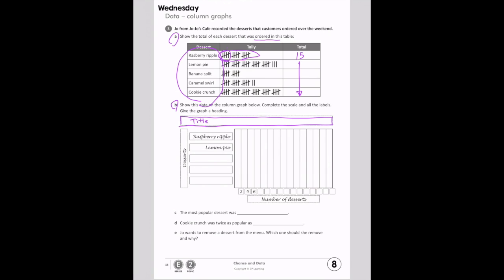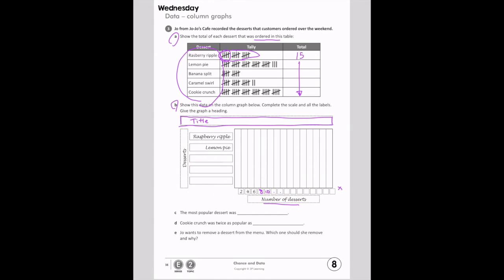Okay, now let's make sure our labels are all correct. So here we have the number of desserts, and then we've got 2, 4, 6. So our scale, this is a horizontal bar chart. So this is our scale here on our x-axis. So it's going by what? 2, 4, 6. It's going by 2s. So you're going to want to continue it, right? 8, 10, etc.